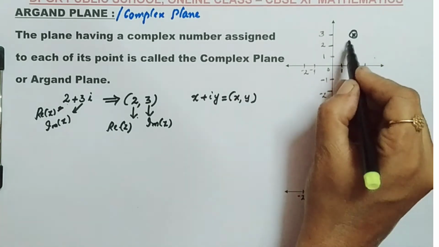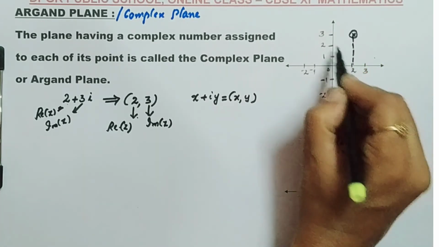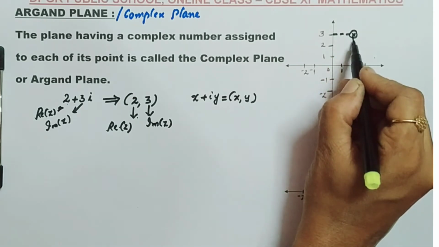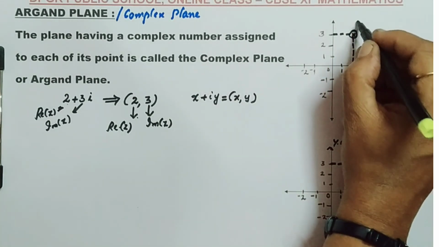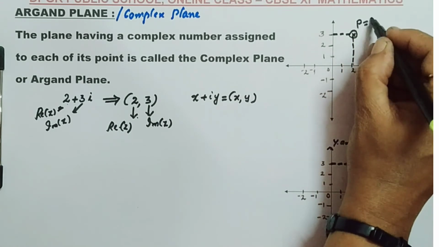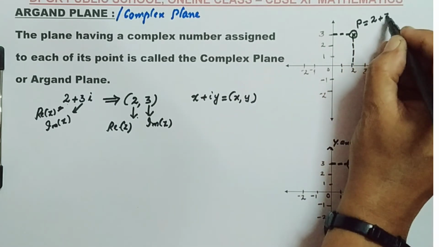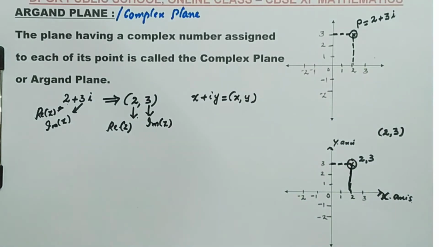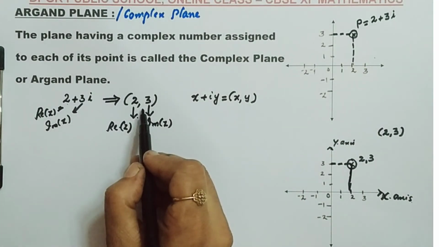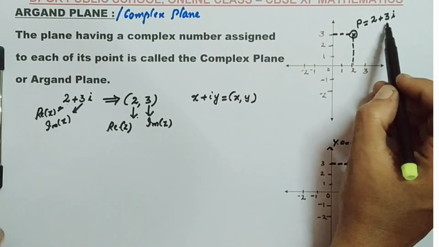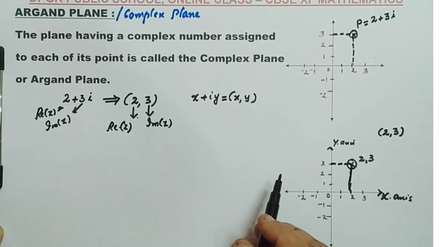This is the location of the point (2, 3) in this plane. But instead of the coordinate (2, 3), this point represents the point P, which corresponds to the complex number 2 plus 3i. Am I right? Corresponding to the complex number 2 plus 3i, I can find a coordinate (2, 3) that is represented in this plane as 2 plus 3i.